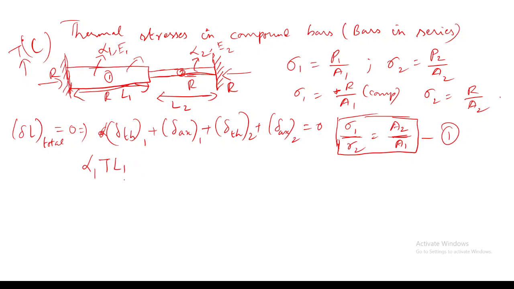So alpha 1 T into L1 plus, what is the delta axial of 1? R into L1 divided by A1 into E1. This will have a minus sign, right? Because it is compressive. So minus R into L1 divided by A1 into E1, plus alpha 2 into T into L2, plus minus R into L2 divided by A2 into E2.